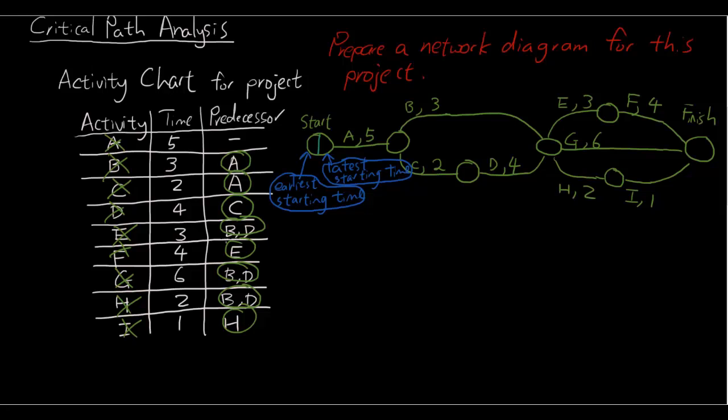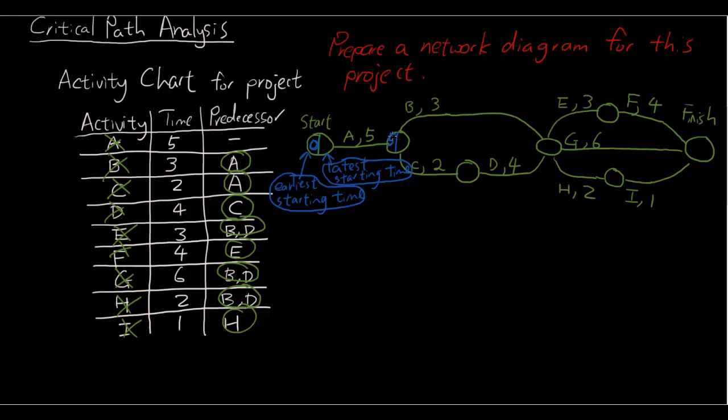Now, what does that mean? Well, let's start from the beginning. At the starting point, we're starting this project on time equals 0. Right, on the 0th minute, we're starting the project. Now, activity A takes 5 minutes. So we arrive at this node on the 5th minute. So I'm going to put 5 there. And what that means is we can start both B and C on the 5th minute of this project.